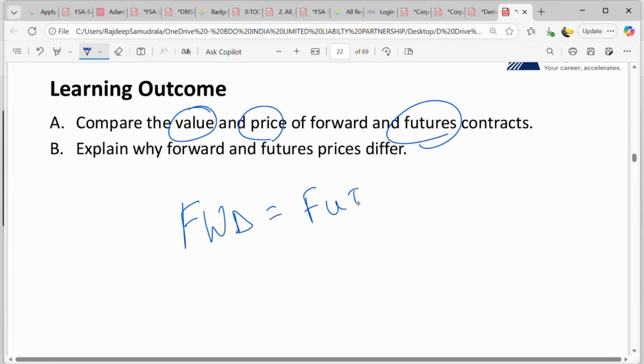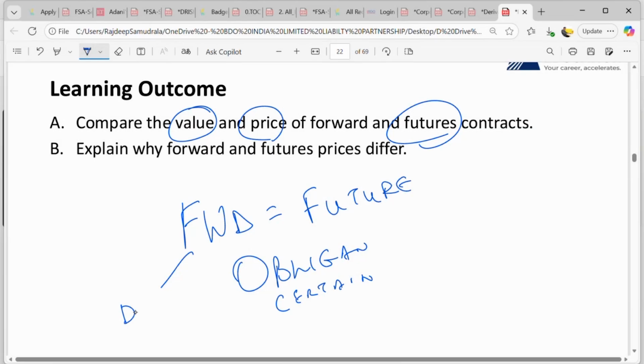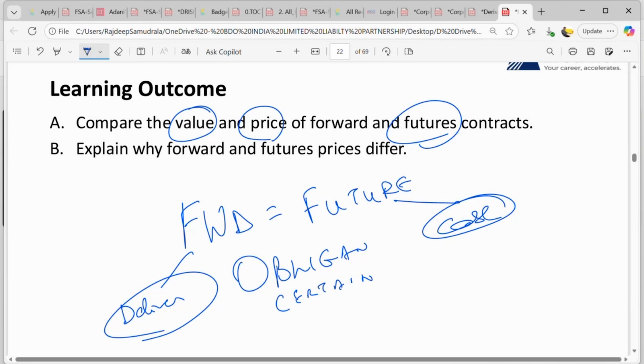You know that forward is same as futures, right or wrong? Both are obligations, correct? Both are certain. In both you can't do much. What's the only difference? Forward is settled by delivery, correct? And future is settled by cash. That's the only difference. Baki sab same hai, correct? So therefore, the value of future and forward, answer is same. Answer is exactly same. There's a very small difference.